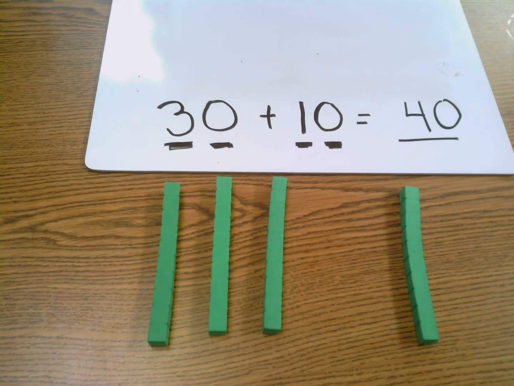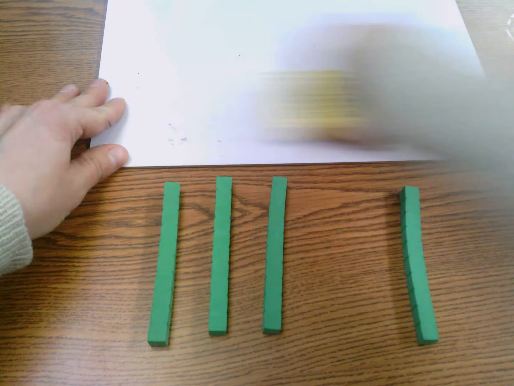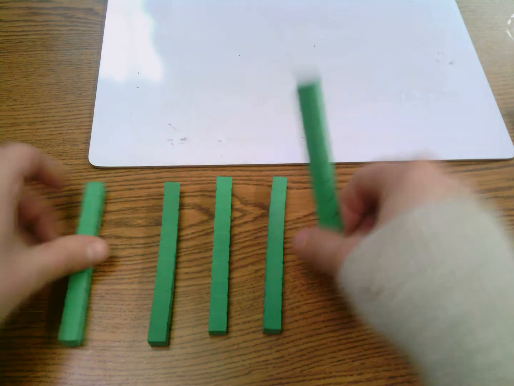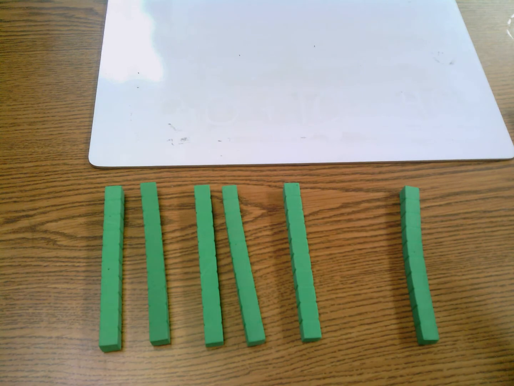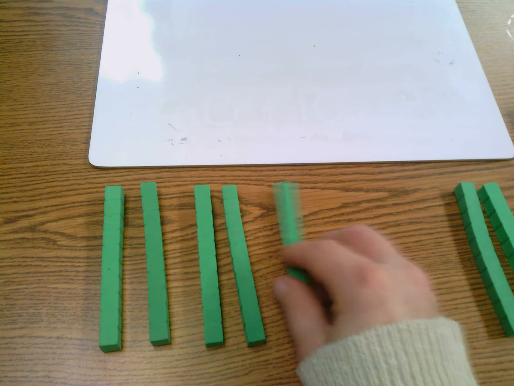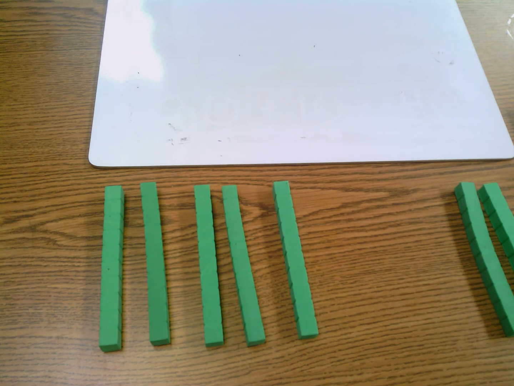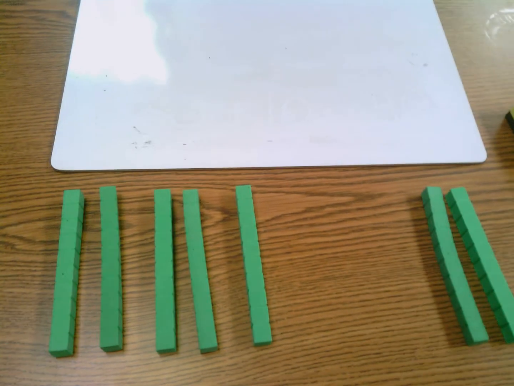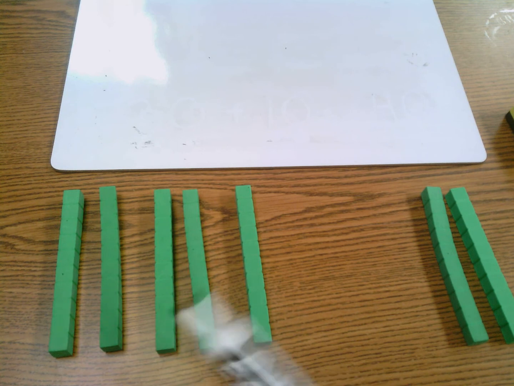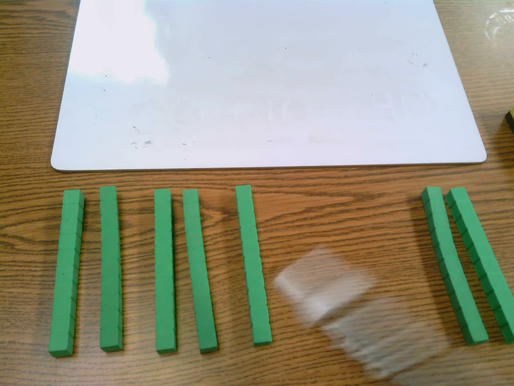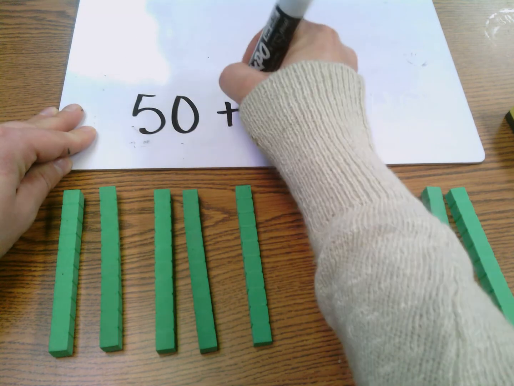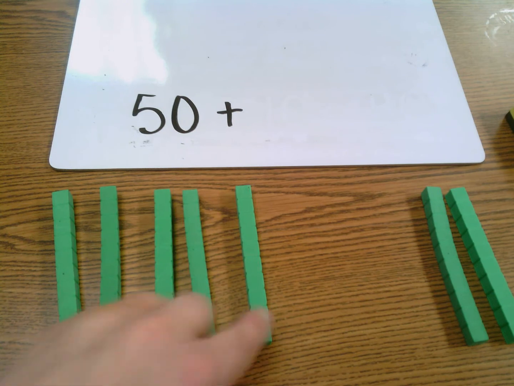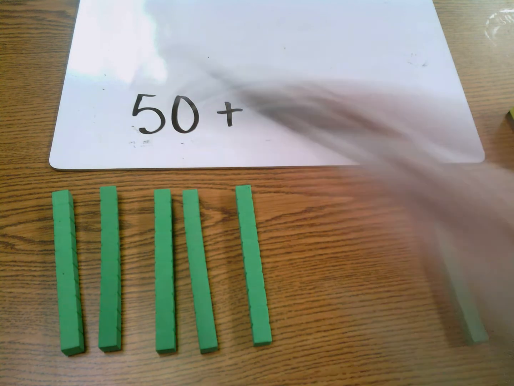Let's try another one. This time, I'm going to have this many tens in my first group and this many in the second group. Let's see what this will look like. I'm going to move the camera just a little bit. Let's count and see how many tens I have in the first group. 10, 20, 30, 40, 50, plus 1, 2, 3, 4, 5. So 5 groups of 10 equals 50.